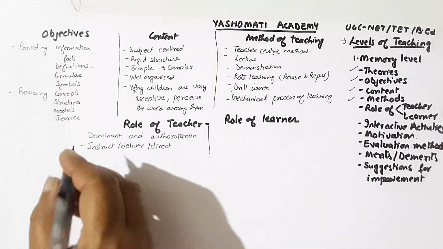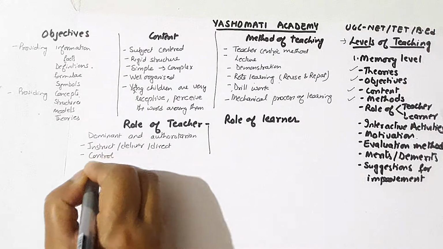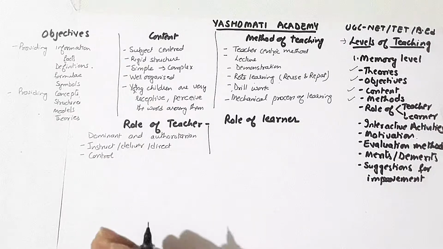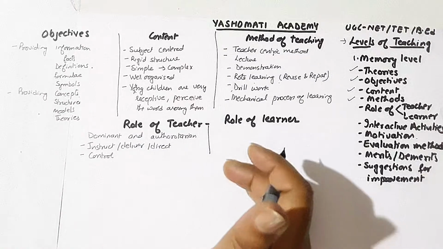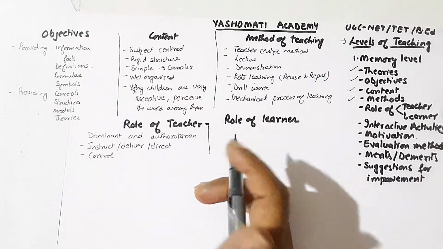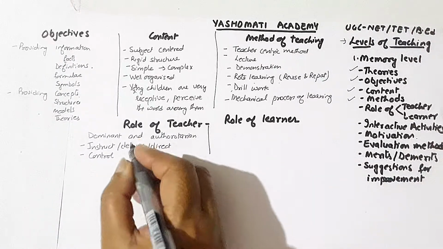And teacher is the one who has to control the activity. Control means control at both levels. At the speed level, that means how fast the lesson will proceed, and controlling the subject matter, the complexity of the subject matter, or how much is to be revealed to the learner at that time, that is also controlled by the teacher. Learner is not allowed to go beyond the teacher, and he has to proceed at the speed decided by the teacher.